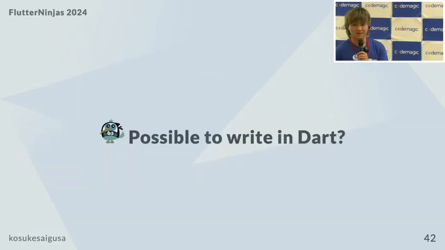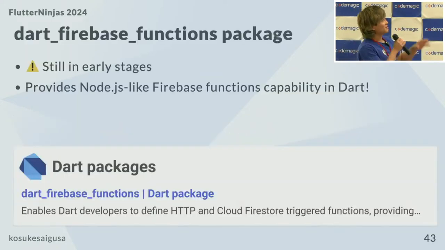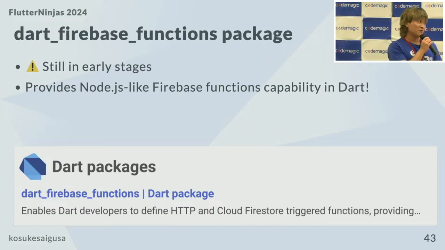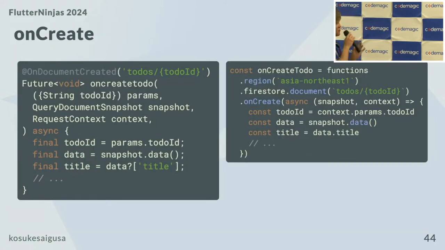Possible to write in Dart? So I tried to make it possible in Dart. So this is the Dart Firebase functions package written by me and published really recently, so still in early stages. But it tries to provide Node.js-like Firebase functions capability in Dart. So you can write a function like this with an onDocumentCreated annotation with a path pattern. You can write almost the same way as the Node.js one.